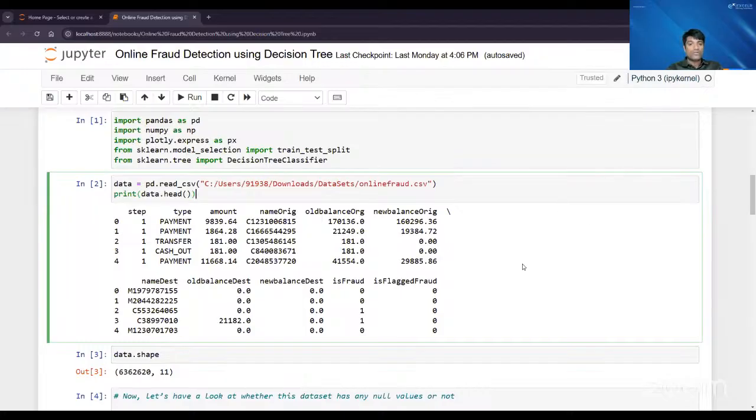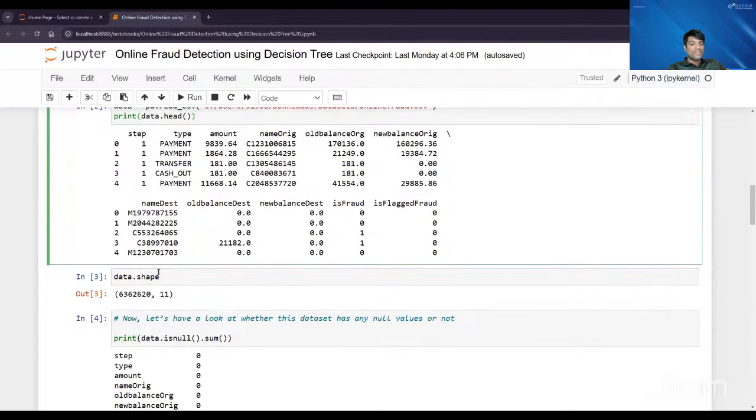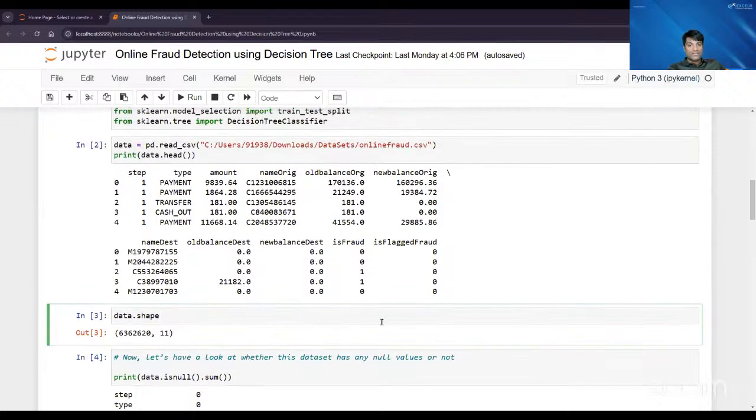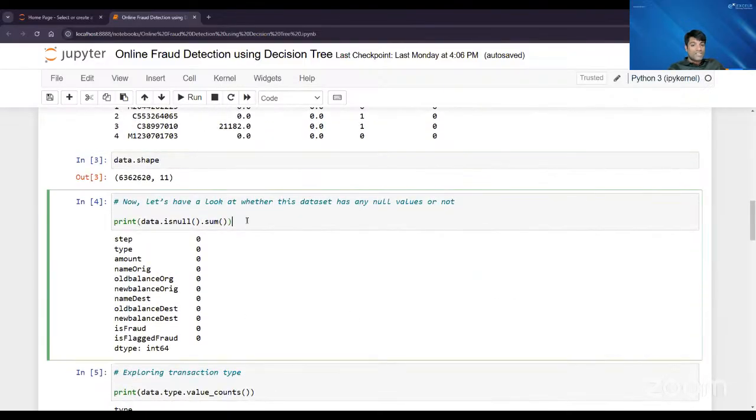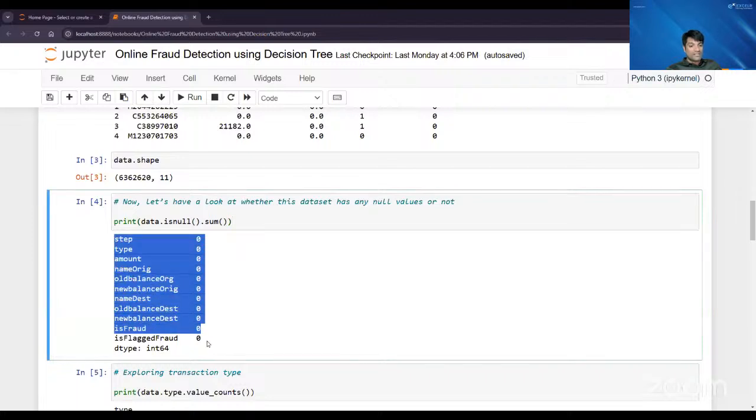Now if we go to the shape of the data, you can see that the columns are only 11, but the data set has a huge number of rows. Now let us see whether the data set has any null values or not. If I apply isnull dot sum, as we have already discussed previously, you can see that there are no null values inside the data set.